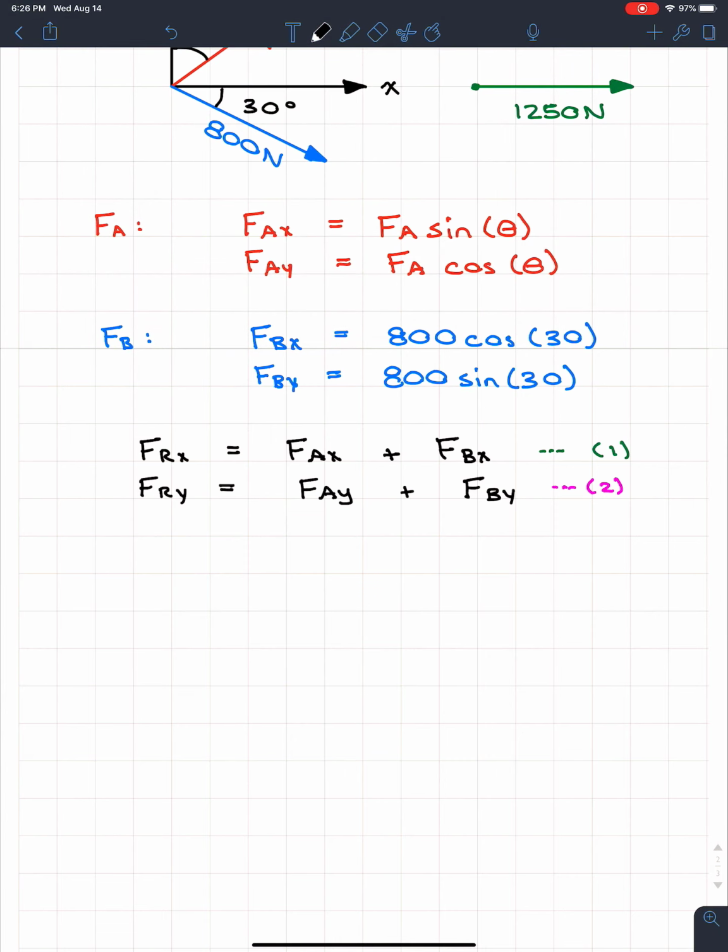So let's start with equation 1. We know that FRX, the x component of FR, is just going to be 1250. That's nice and easy. 1250 is going to be equal to FAX, which we already said was FA times the sine of theta, plus FBX, which is going to be 800 times cosine of 30.